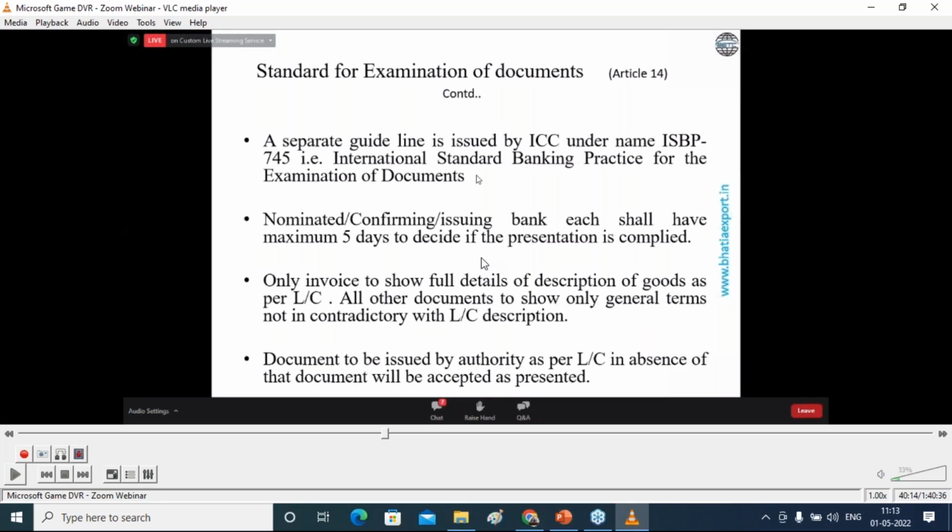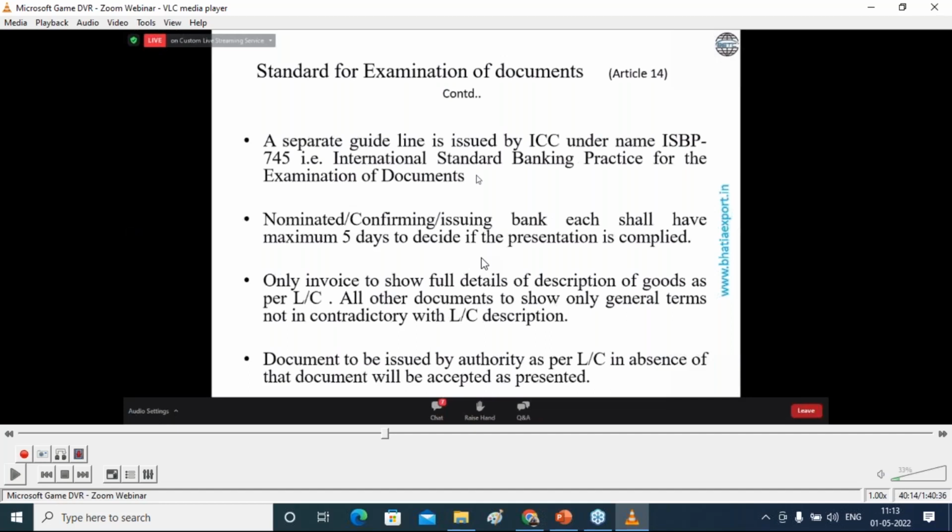The LC is the most important commercial document. The description in the LC is very important to consider. All the other documents should show only the general terms, but they should not be contrary to the description in the LC. Sometimes the LC will not write the full description, but the invoice has the full description. It is advisable to avoid any discrepancy.